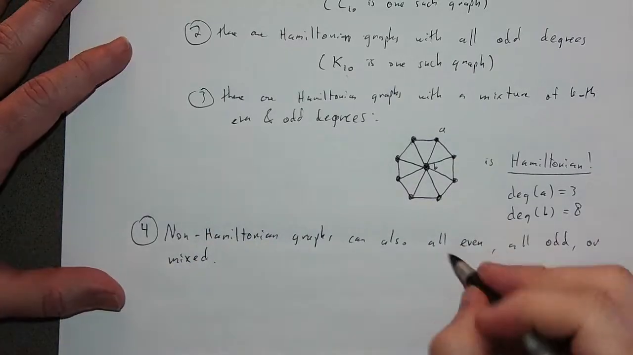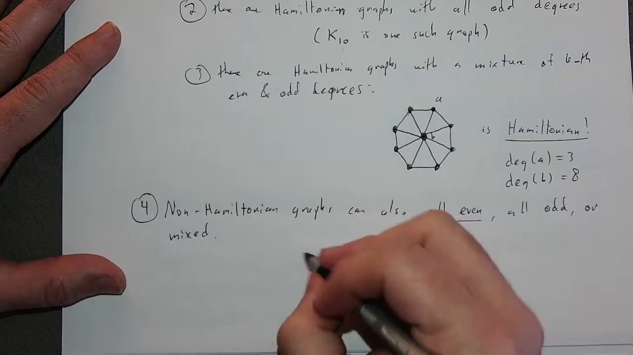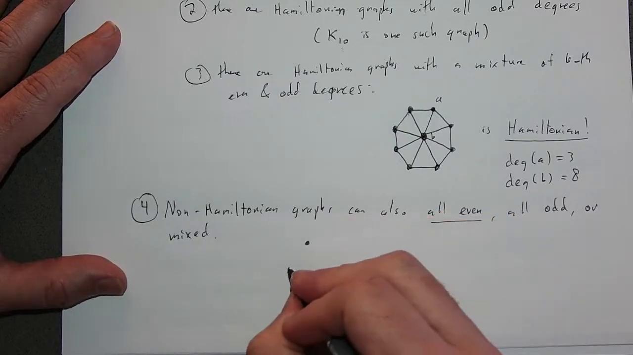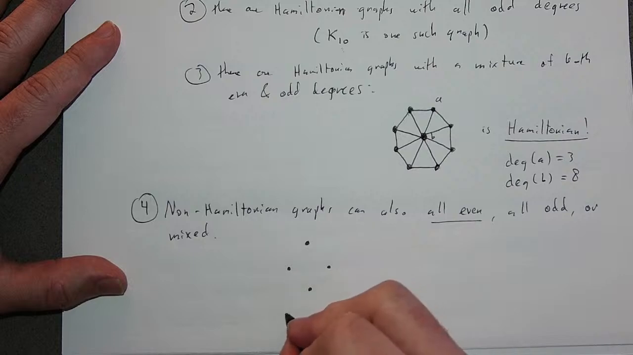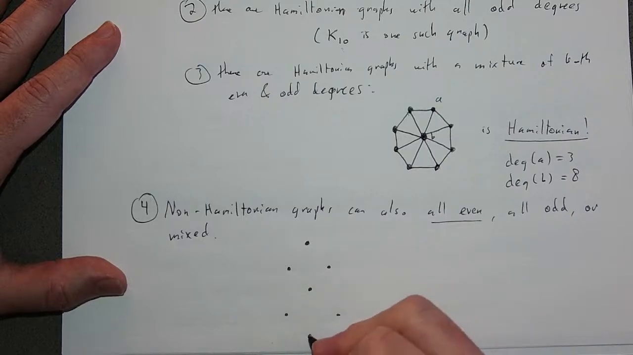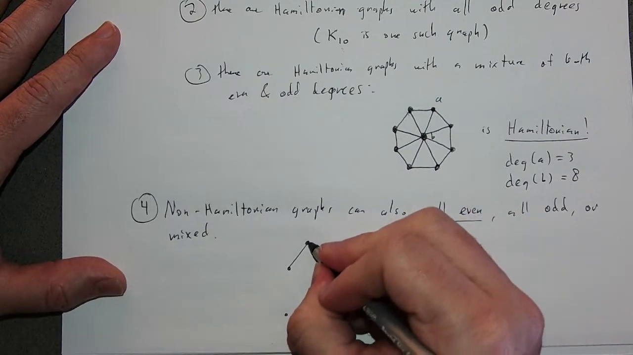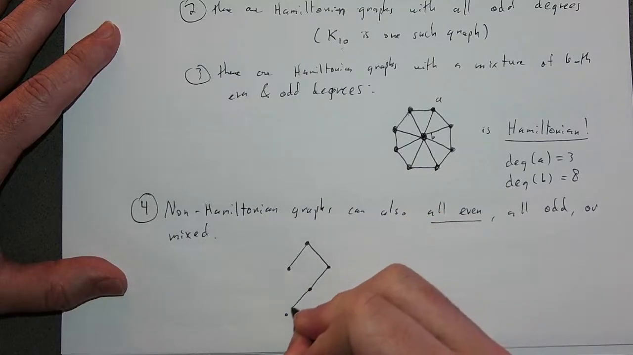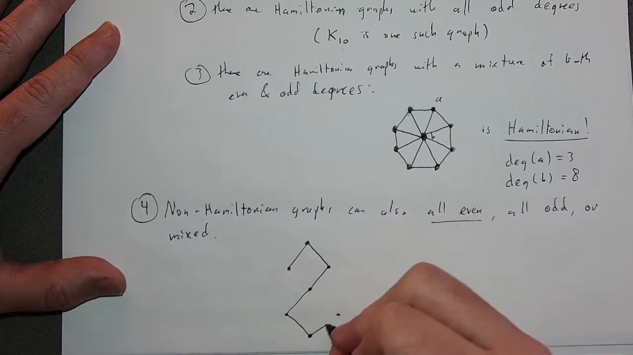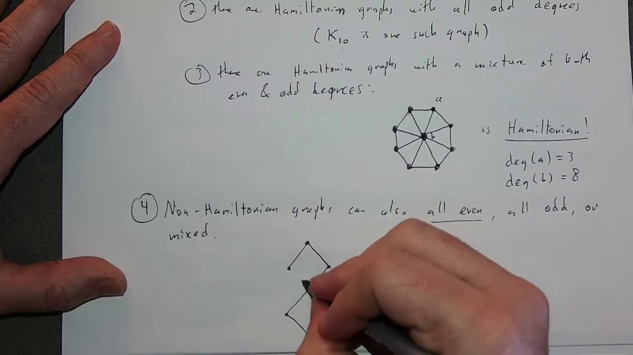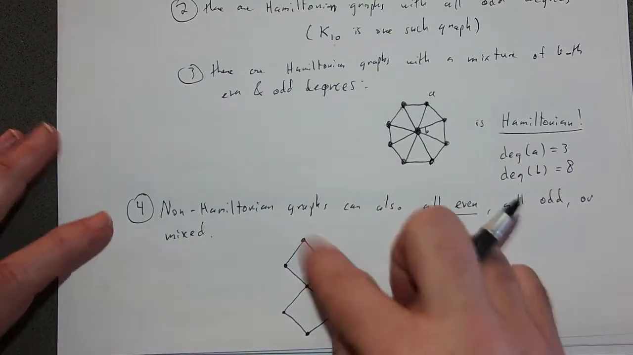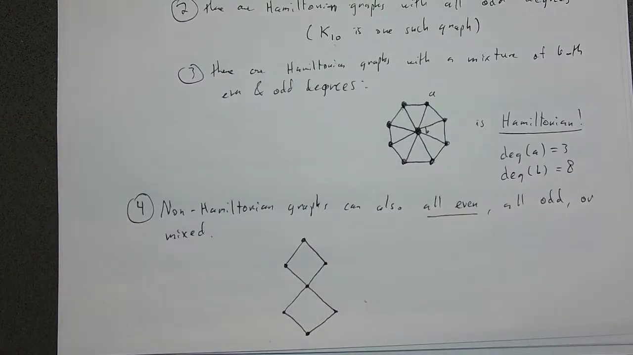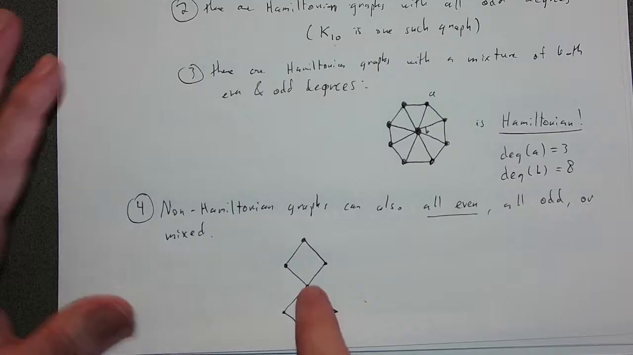If you want to see an example of all even, here's one. Of course, this has all even degrees. It is Eulerian, of course, because of that. It is not Hamiltonian.